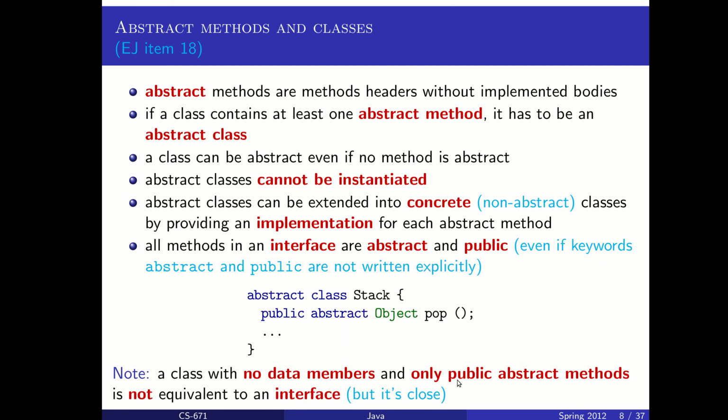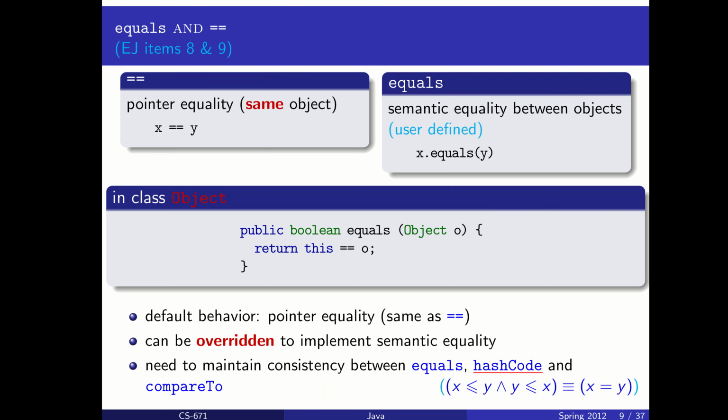It's reasonable to think that a class that had no data members and only public abstract methods is going to be treated the same as an interface, but by Java, it's not quite. It's got the same stuff as an interface, but Java is going to treat it slightly different than an interface. For instance, you're going to be able to implement multiple interfaces, but you are not going to be able to extend multiple abstract classes.